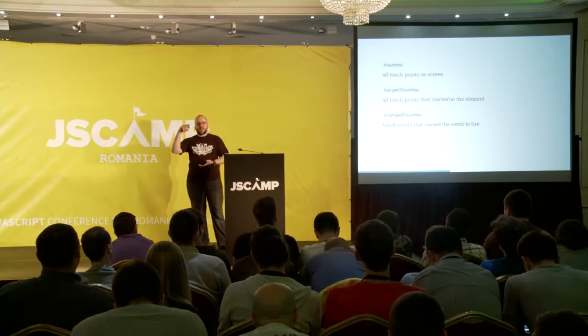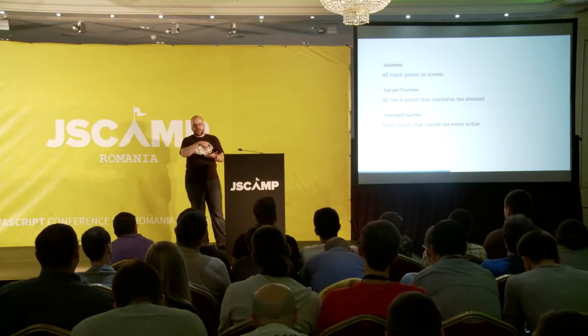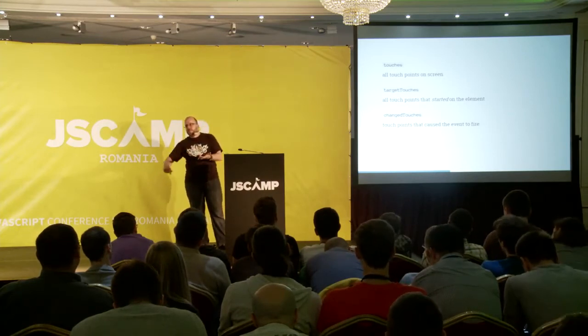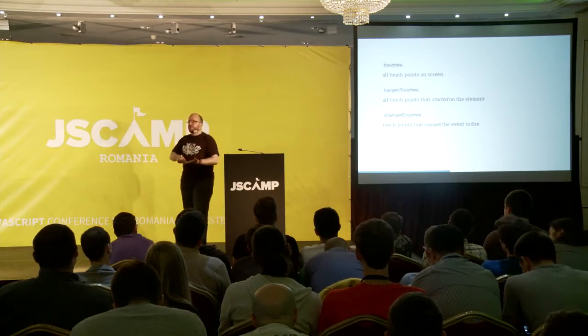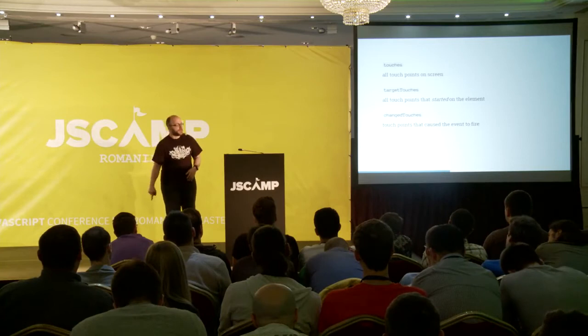Target touches are all the touch points that started on this event. And by started, I mean I tap down, say, on the button, and that will be target touches because I'm only listening on there. Even if I now move that finger outside of the boundaries of the button, as long as it's still down on the screen, I can still keep tracking that particular one.